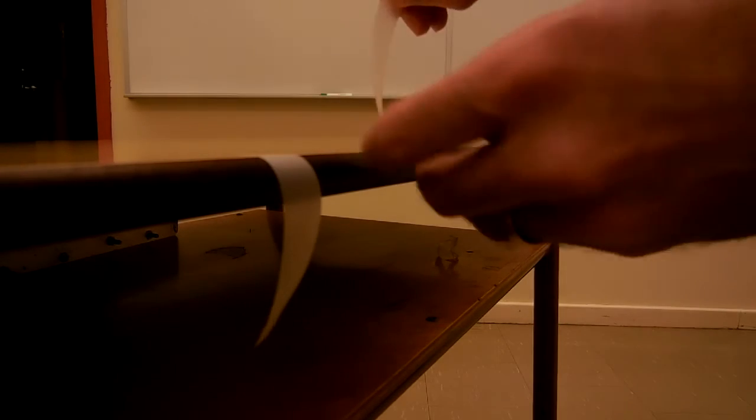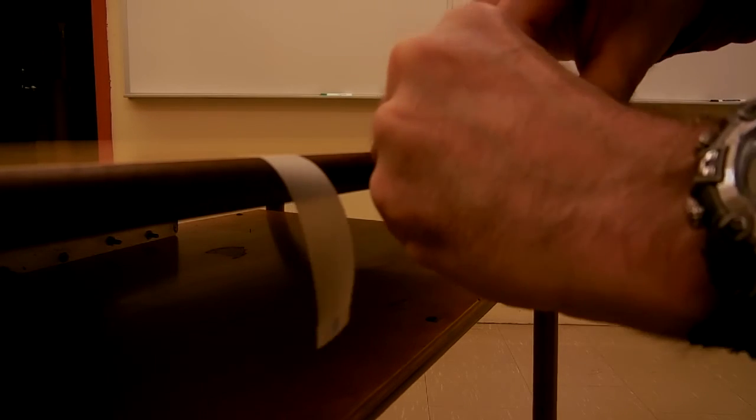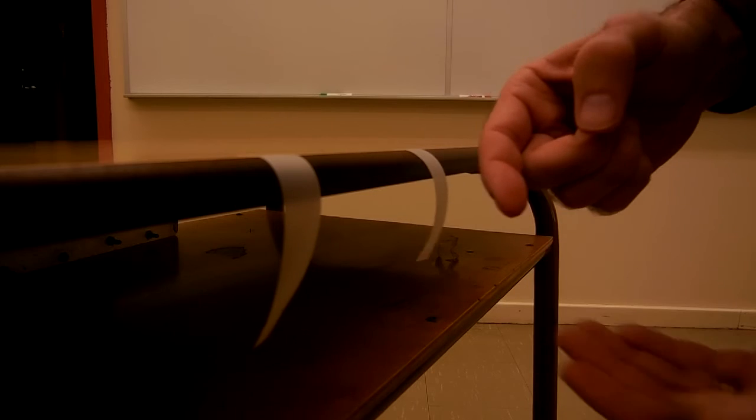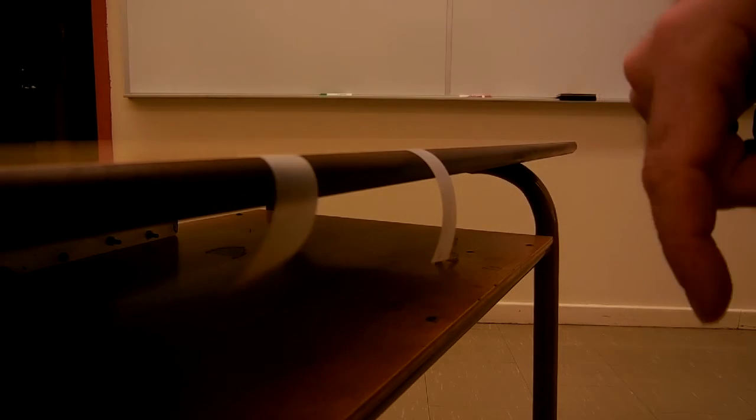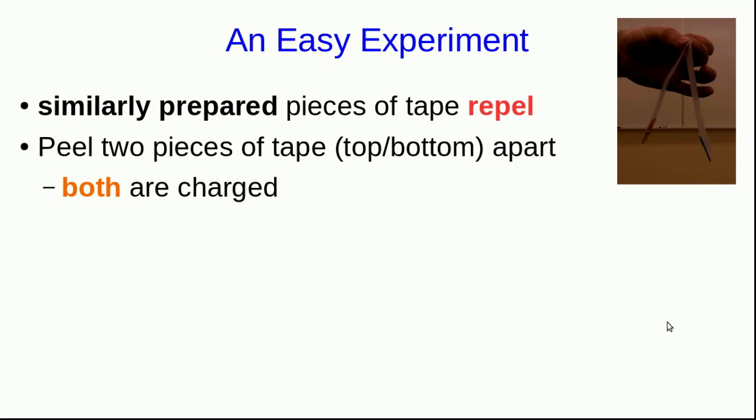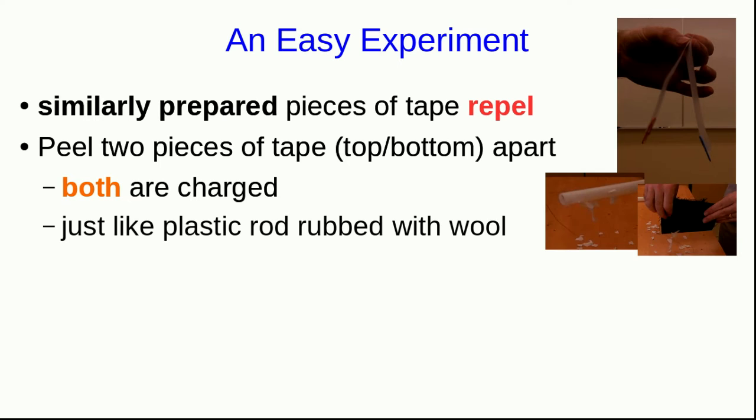Peel the top layer off of the bottom layer and stick it to the desk too. Now you'll notice that both of them, the top and the bottom, are both charged. They were neutral before we peeled them, but now they're both charged. The fact that both of these pieces of tape are charged is actually something we've already seen in a different case, because when I rubbed a plastic rod with wool, what we saw afterwards were that both the rod and the wool were charged.